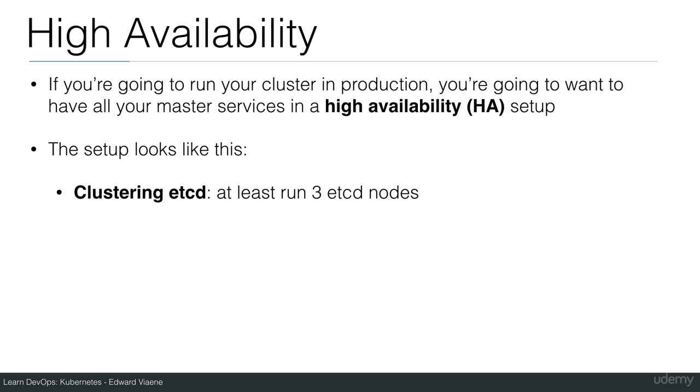You're going to cluster etcd, at least you're going to run 3 etcd nodes. If you just run one and etcd fails, then Kubernetes is not working anymore. So you need at least 3 for high availability.